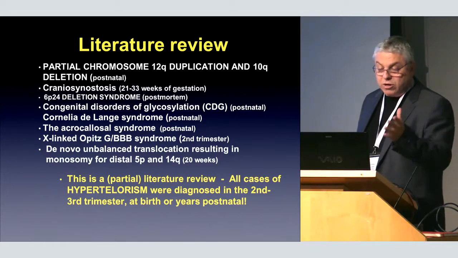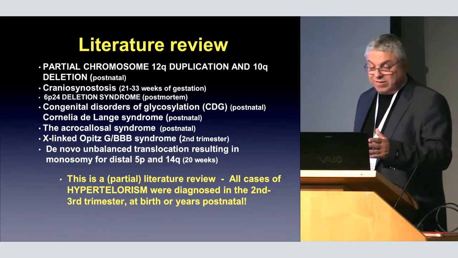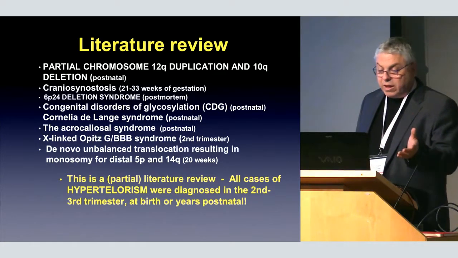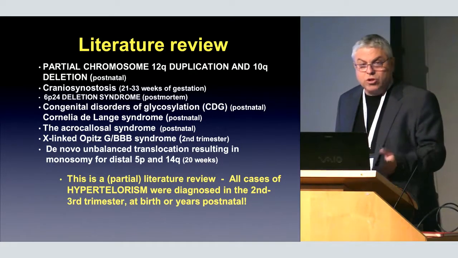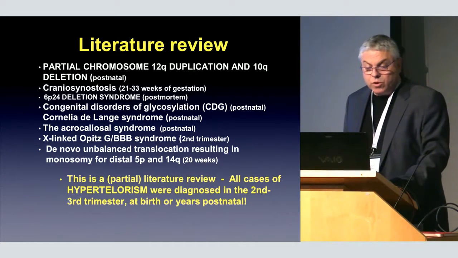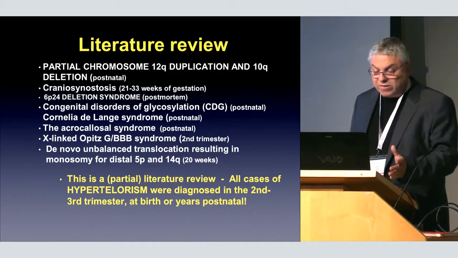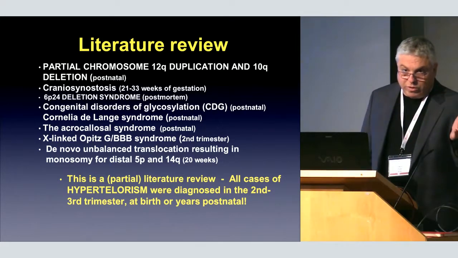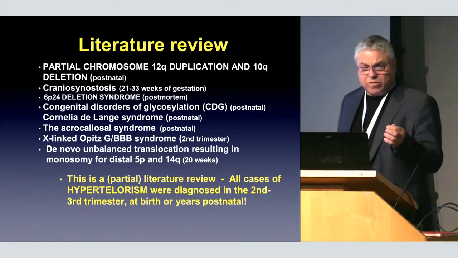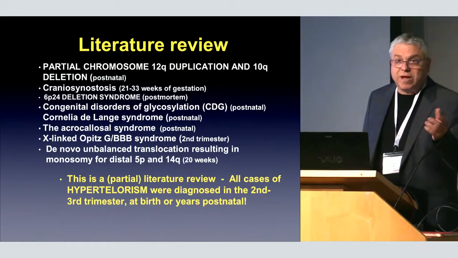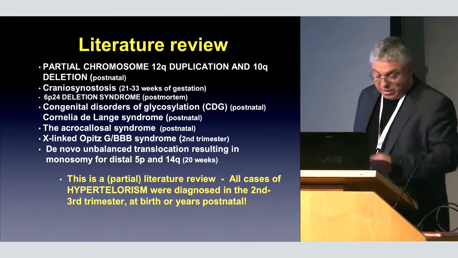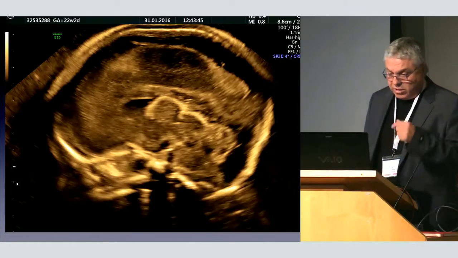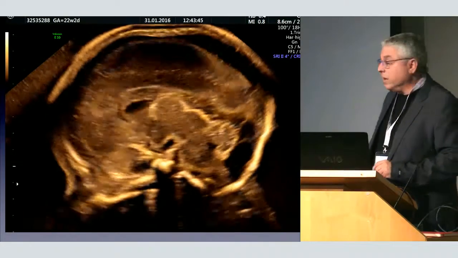This is a partial literature review, and in all these cases you can see partial chromosome deletion, craniosynostosis, another deletion syndrome, congenital disorders of glycosylation, Cornelia de Lange syndrome, acrocallosal syndrome, and Opitz type. All these cases were diagnosed either after 21 weeks of gestation, at birth, or many years after. And this is probably what Dr. Lorian diagnosed, one of the few cases that was diagnosed very early in pregnancy.